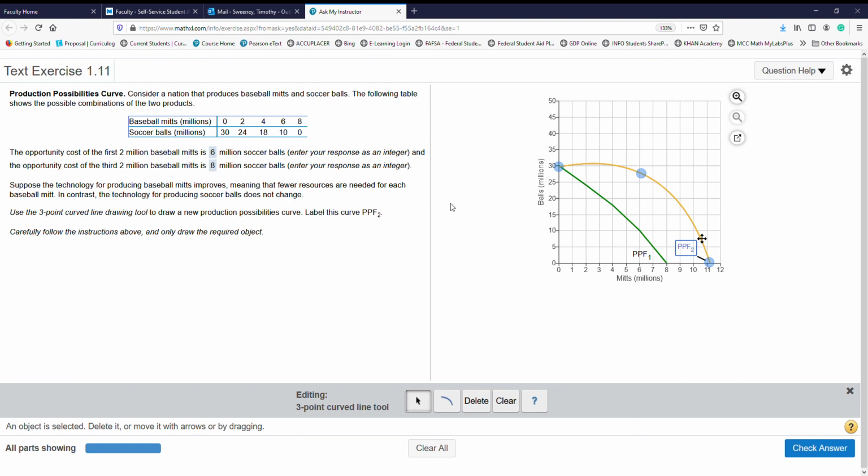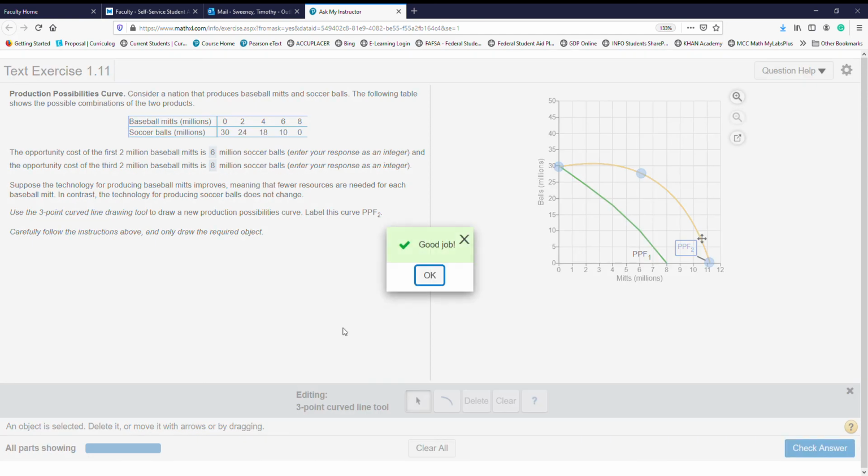So you could do pretty much anything out here for the curve. Like I said, it's just trying to get you a general feel for how that production possibilities would change. And again, it doesn't tell you the magnitude, so it's just a general thing here. You don't have any specific numbers except for where it starts, because of that 30 and 0. The idea is that the increased technology didn't change anything about the soccer balls. Okay, but it did increase the mitts. Okay, so that would be your second production possibilities curve, and that would be the end of the question, I believe. So hopefully that helps.